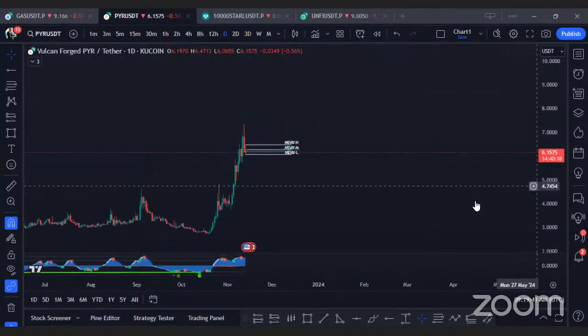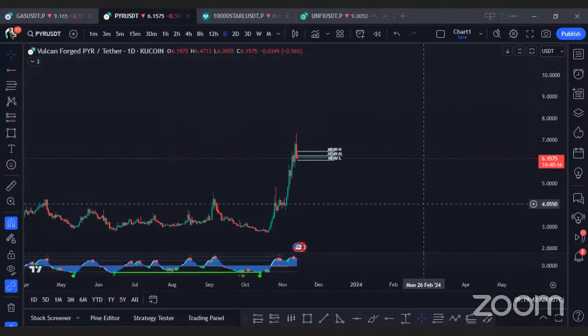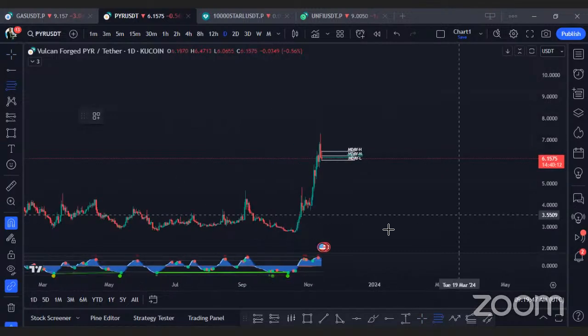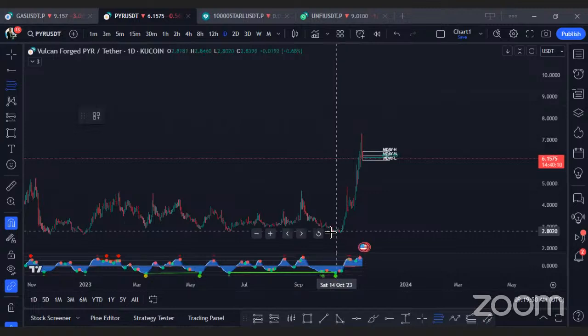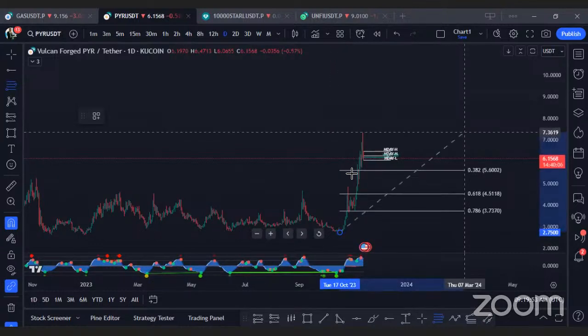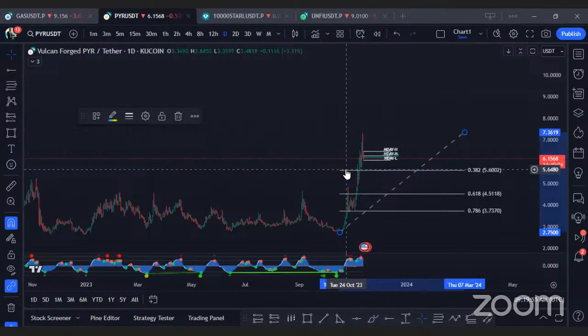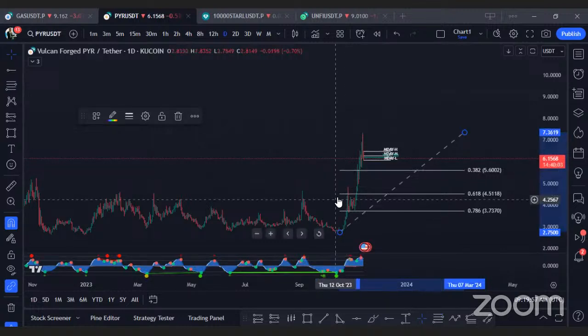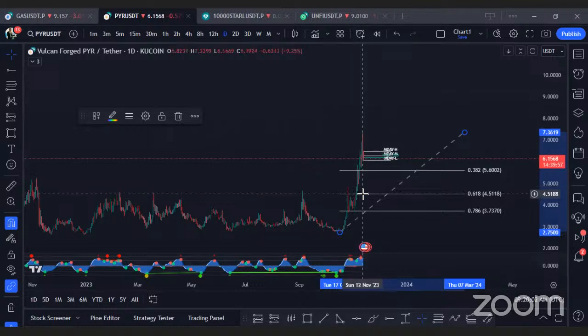But in case we don't come back to $4 again, you can still get a chance to buy this token somewhere around 5.6, 5.7, or even 4.5. All right, even 4.5. I don't know if we can dump to that area. If we do, yeah, that would be great.